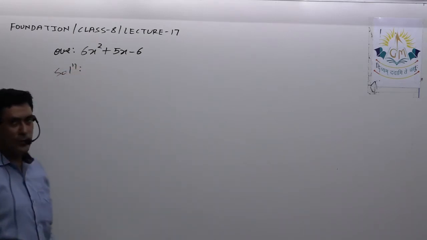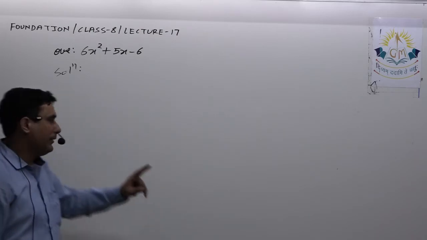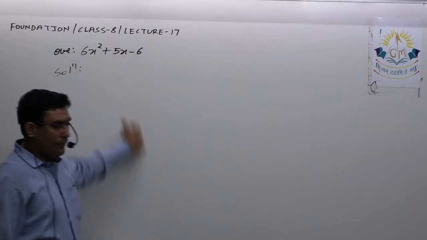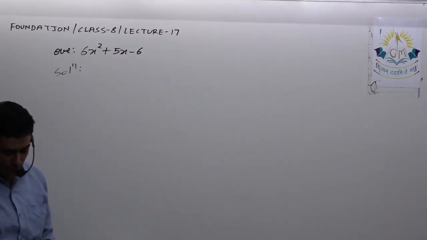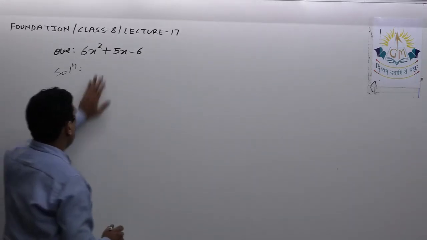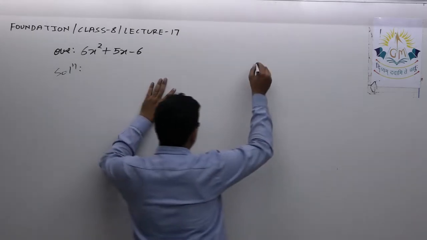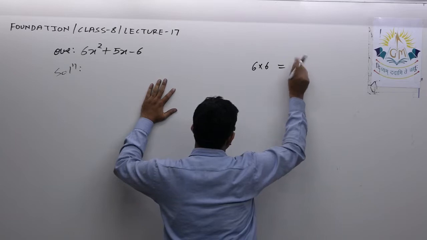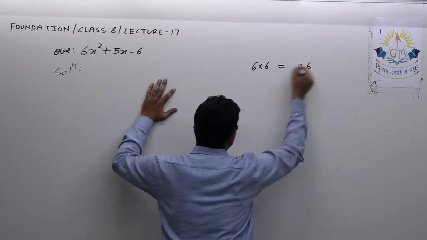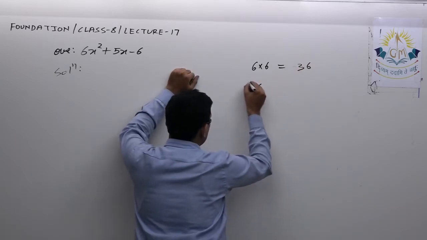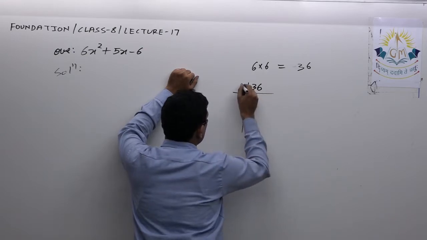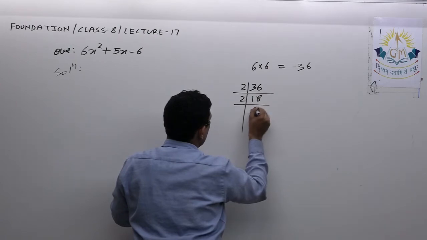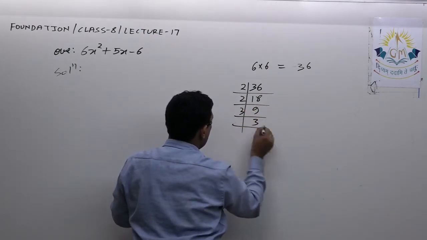First, two things we'll definitely check. Yes, it is in the standard form, and the first term is positive. Now we'll find the factors of a multiplied by c. So a multiplied by c is 36. So we'll find the factors of 36. It will be 2, then 18, then 9, then 3, then 3.